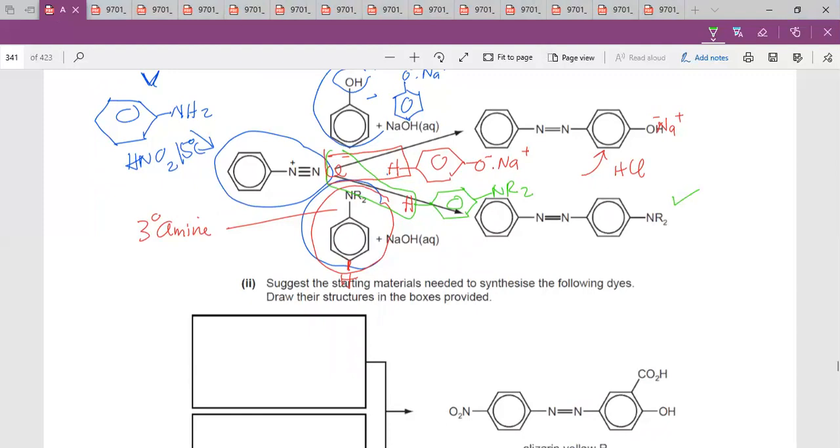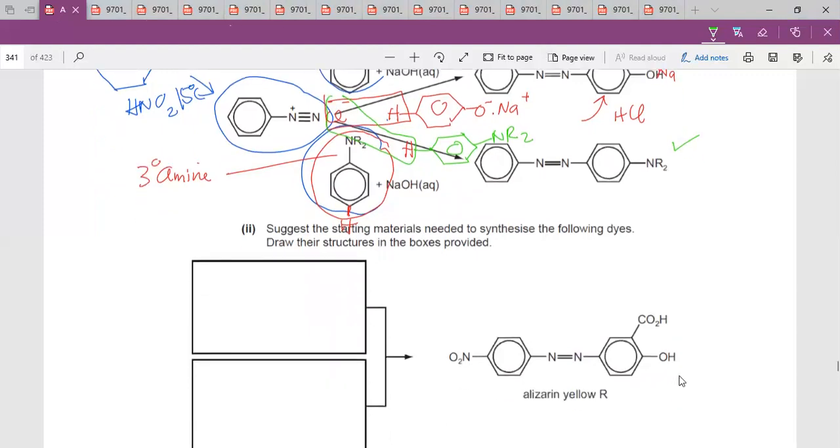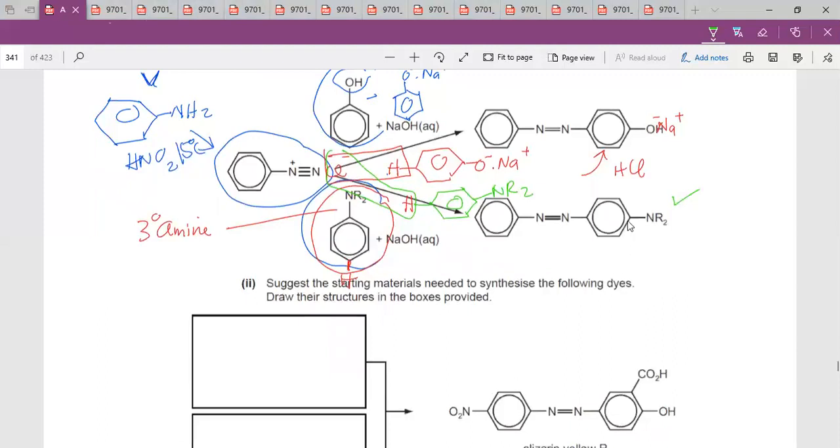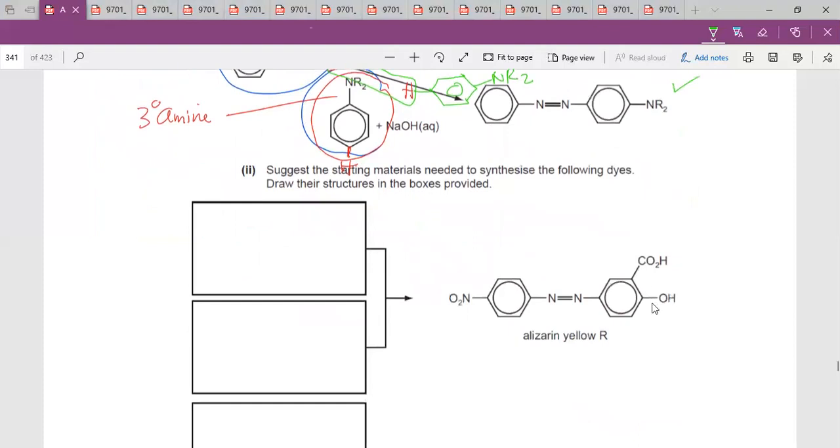You see, you must compare here. This is your alcohol, right? This is your amine. So in this case, there's an alcohol here, it means this whole part here must be the second substance. That means this part here must come from your diazonium salt, must come from this one here.